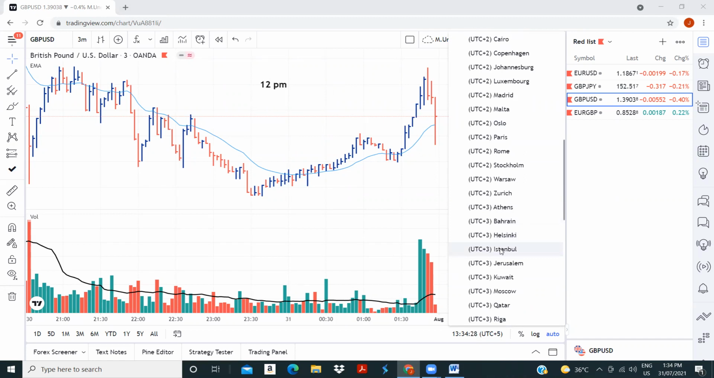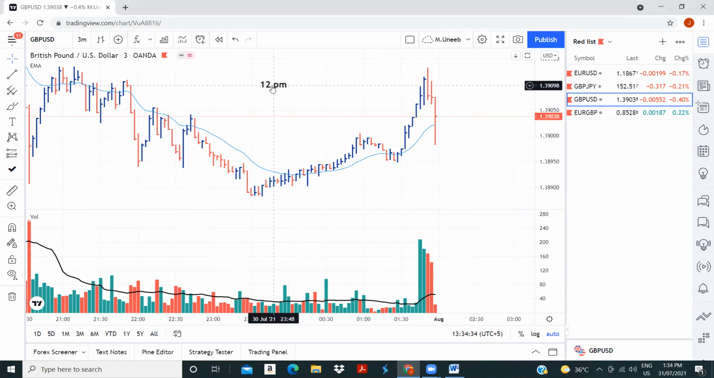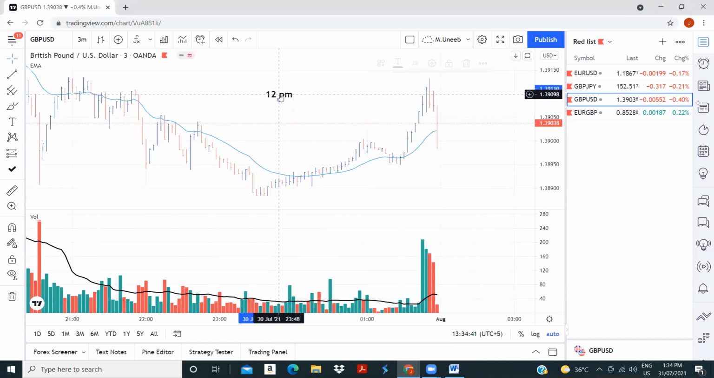So that should be around 10 a.m. Yeah, 10 a.m. Okay, all right. So you know when to come back, right? 15 minutes before means 9:45 a.m. You have to come back. So 12 p.m. is the London Open, and we just highlight it.